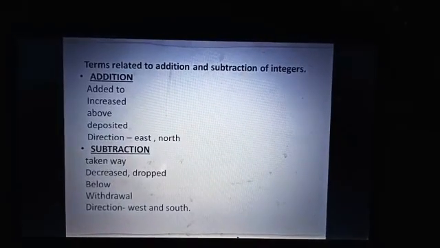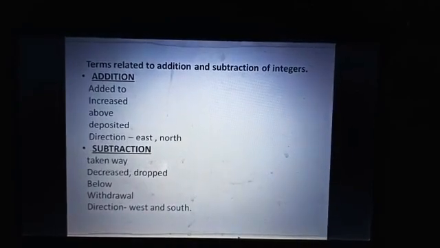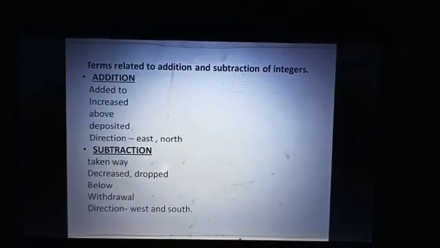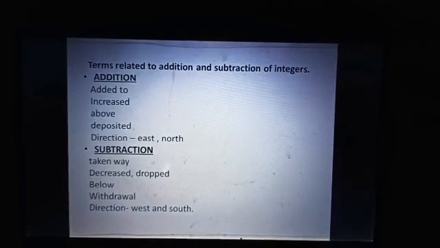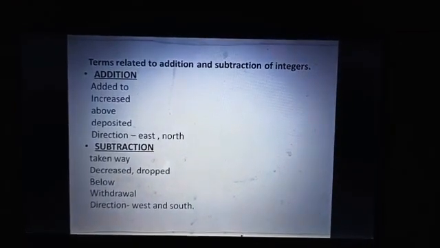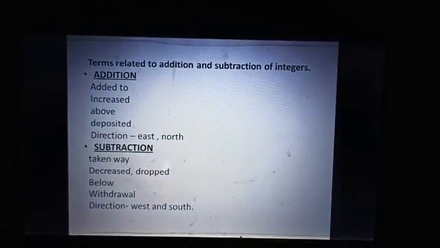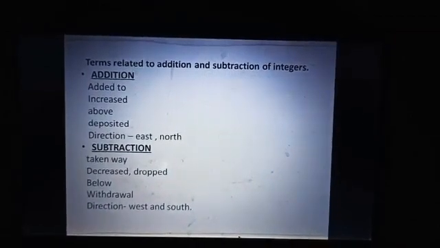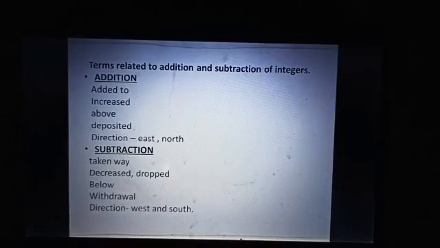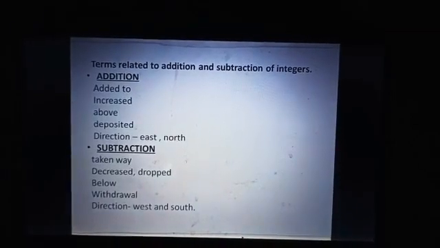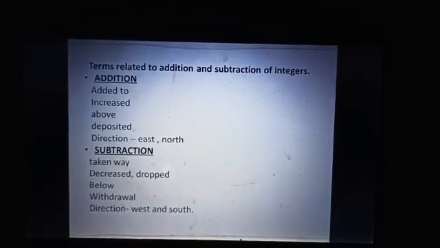Now next are terms related to addition and subtraction of integers. The terms related to addition are added to, increased, above, deposited, direction east and north. And the terms related to subtraction are taken away, decreased or dropped, below, withdrawal and the direction west and south.